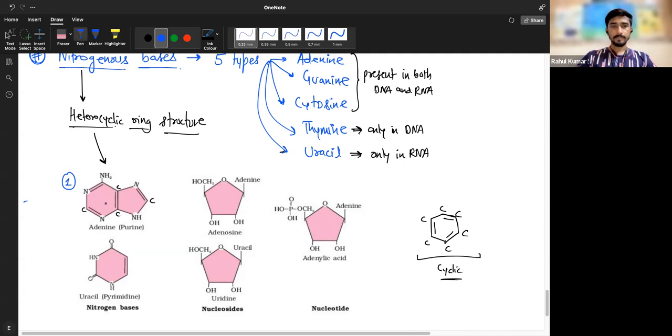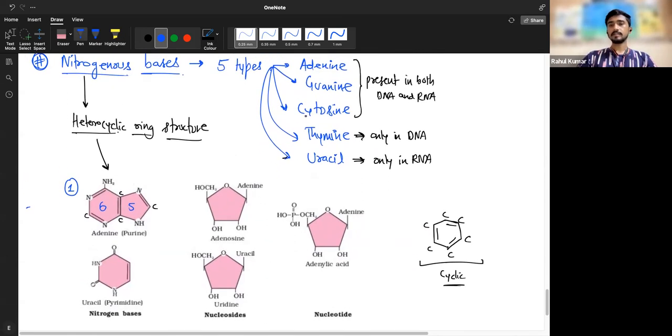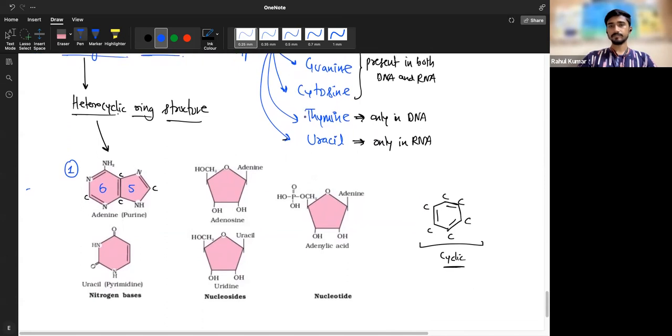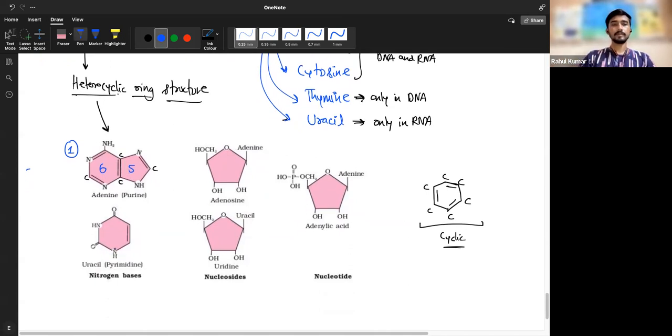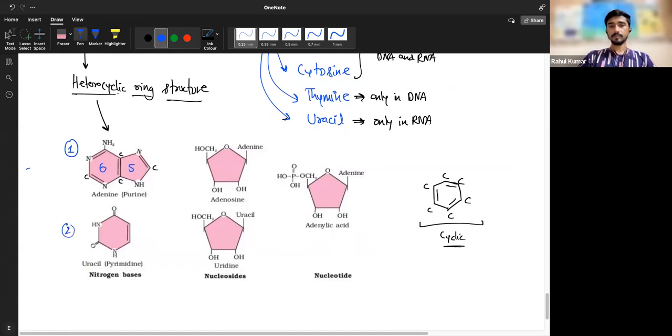So look here. Adenine and guanine both are purines, and purines have this kind of structure. 2 rings are there. One is a 6-membered ring, another is 5-membered ring. So this is 6-membered and this is 5-membered. Whereas, write down, cytosine, thymine, and uracil, all these 3, are pyrimidines. So this is the structure of uracil here.